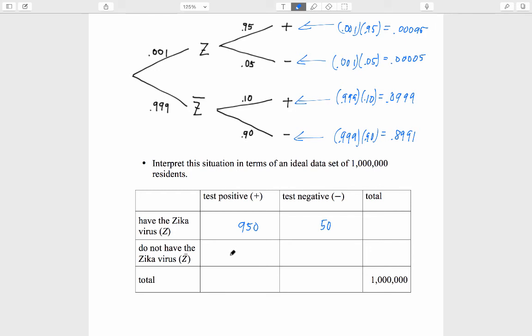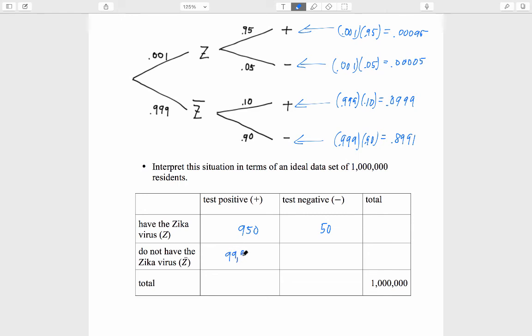Thus, the number who do not have the Zika virus and test positive, that's 0.0999 times 1 million, which is 99,900. And finally, the overwhelming number of people, those who do not have the virus and they test negative, there are 899,100 of them. Now we can think concretely in terms of these whole numbers of actual people who in total form a population of 1 million.